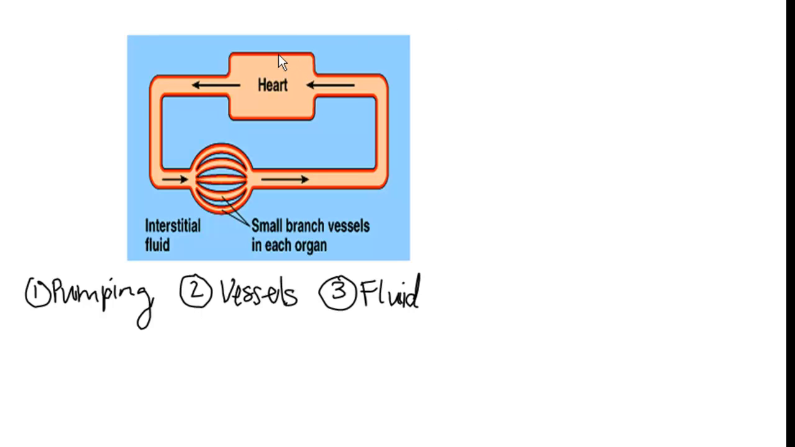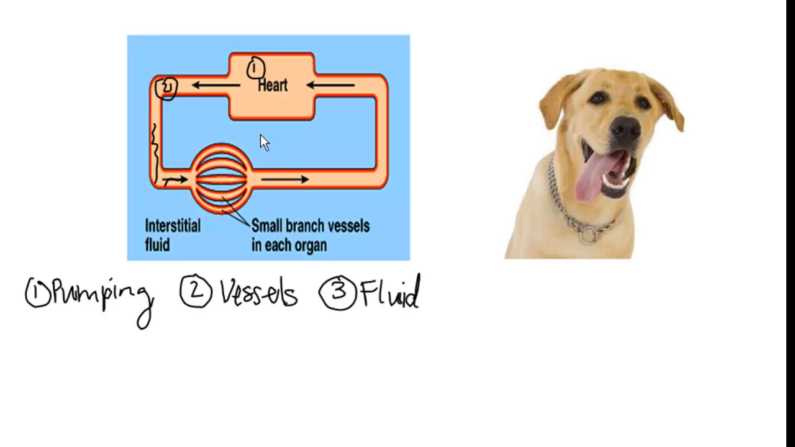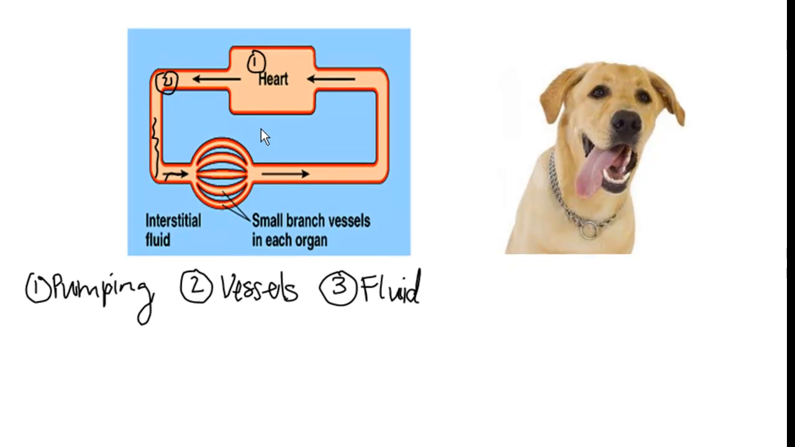So if you look at the picture above, that's like our circulatory system. We have the pumping mechanism right here. We have the vessels right here. And then the fluid would be floating in the vessels. And it's a completely enclosed system to transport. So we have that along with lots of other vertebrates.